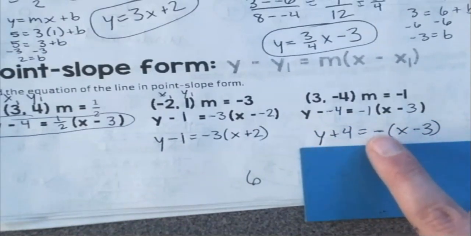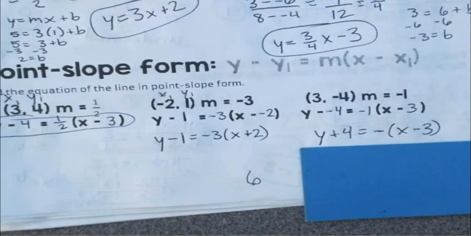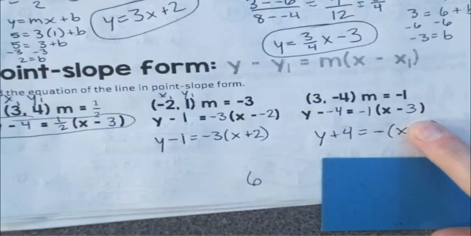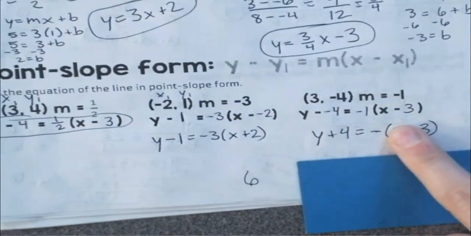You also don't need a -1 there. I think if you typed it into Delta Math, it wouldn't count it wrong for you. It's just unnecessary. So if you left the 1 in there, you can get rid of it because 1 is just always assumed. And then this stays as x minus 3. Because it's a positive here, so it becomes a negative here. Let's go to the next page.